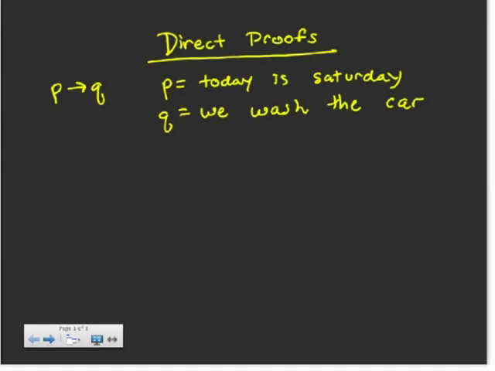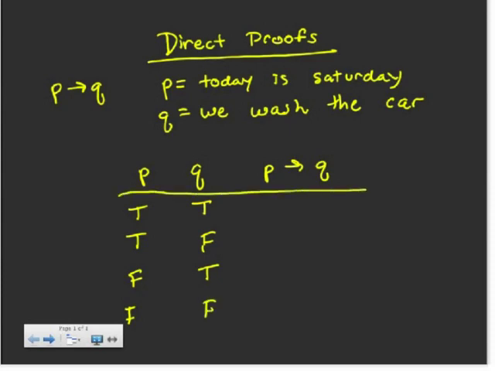Okay, so we're going to use a truth table to figure out when this statement could be false. So, truth tables, you have to go through each example. True, true, and false, false.